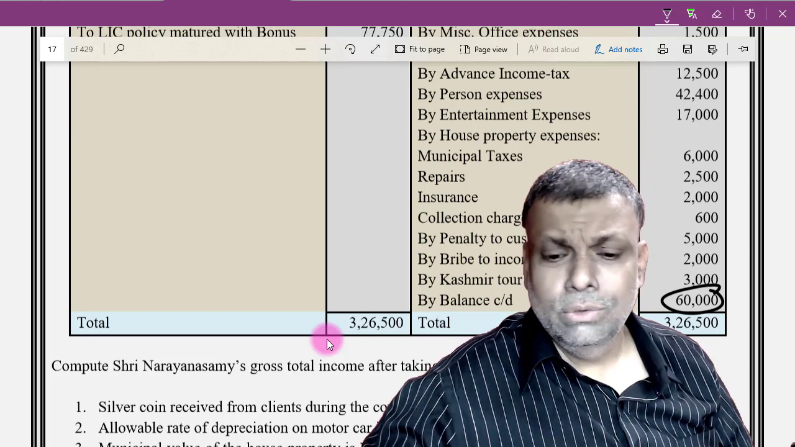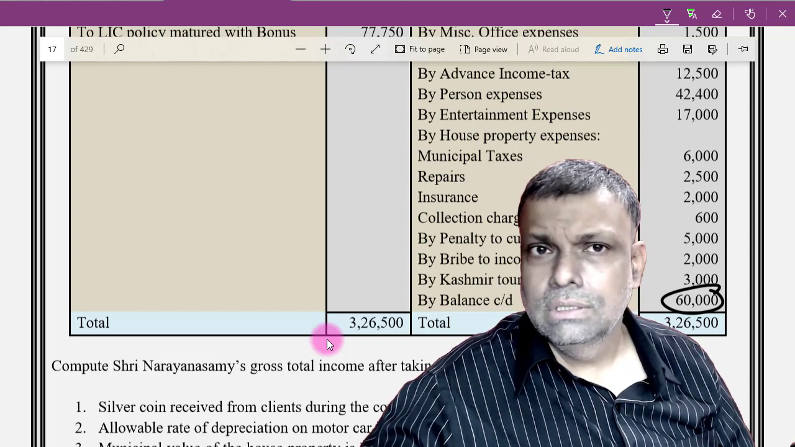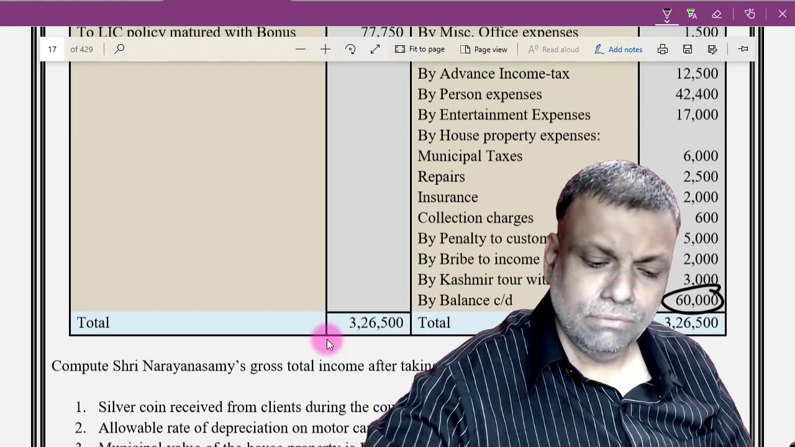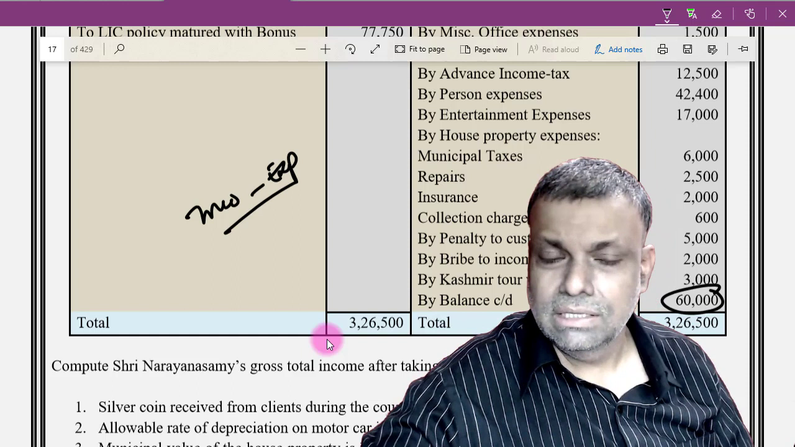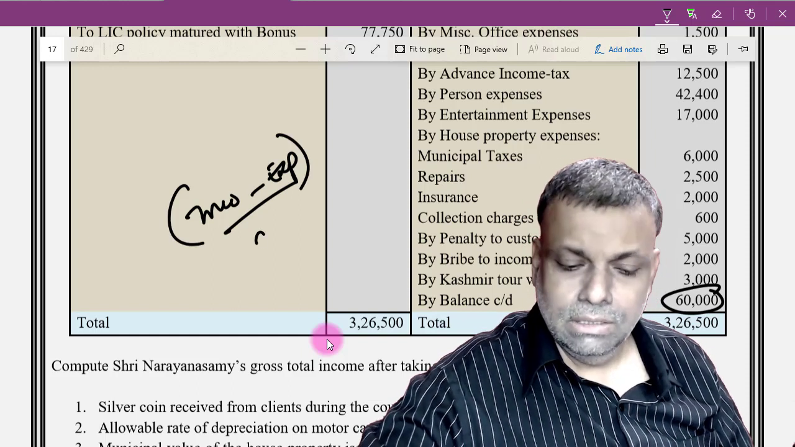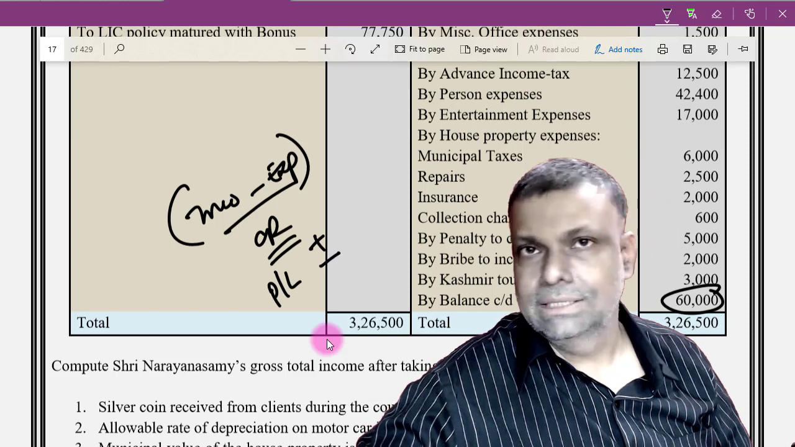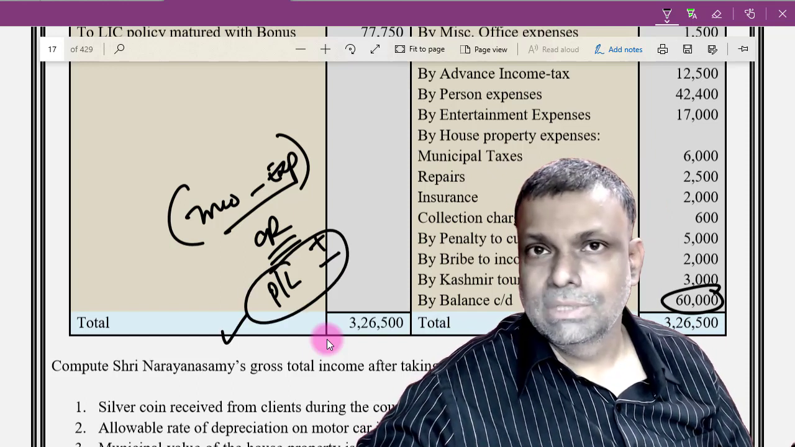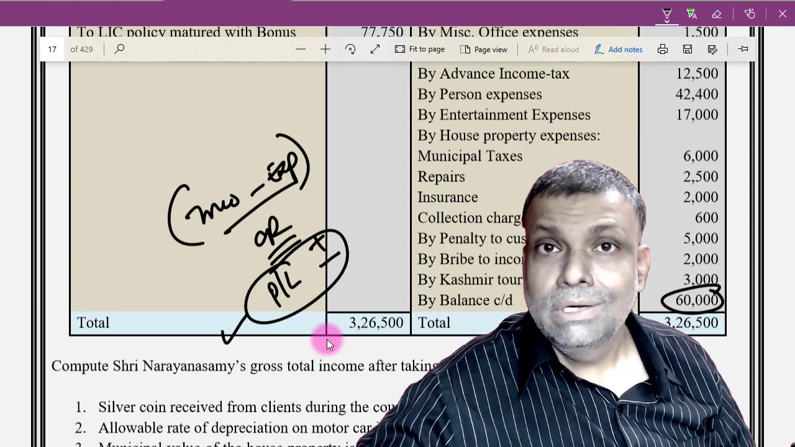Now, as I always told you, wherever there is a question which has given us all the receipts and payments, or expenditure and incomes, we can always follow an income minus expenditure format of presenting the answer. This is one way. Or you can start with profit as per P&L and do the headwise adjustments. I always prefer profit as per P&L and headwise adjustments. However, in the given question, the clear-cut profit and loss is not printed.